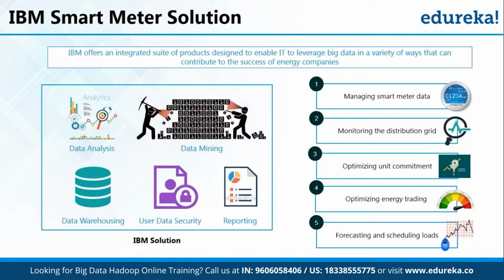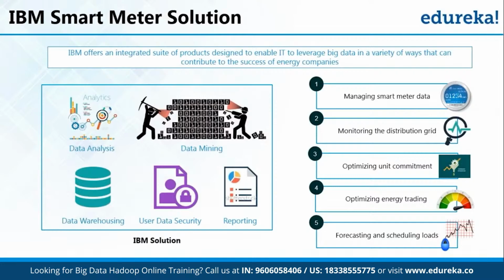In order to use this suite that IBM offered efficiently, you have to take care of a few things. The first thing is that you have to be able to manage the smart meter data. There is a lot of data coming from all these million smart meters, so you have to be able to manage that large volume of data and also be able to retain it, because later on you might need it for some kind of regulatory requirements. The next thing to keep in mind is to monitor the distribution grid so that you can improve and optimize the overall grid reliability, and identify the abnormal conditions which are causing any kind of problem. And then you also have to take care of optimizing the unit commitment.